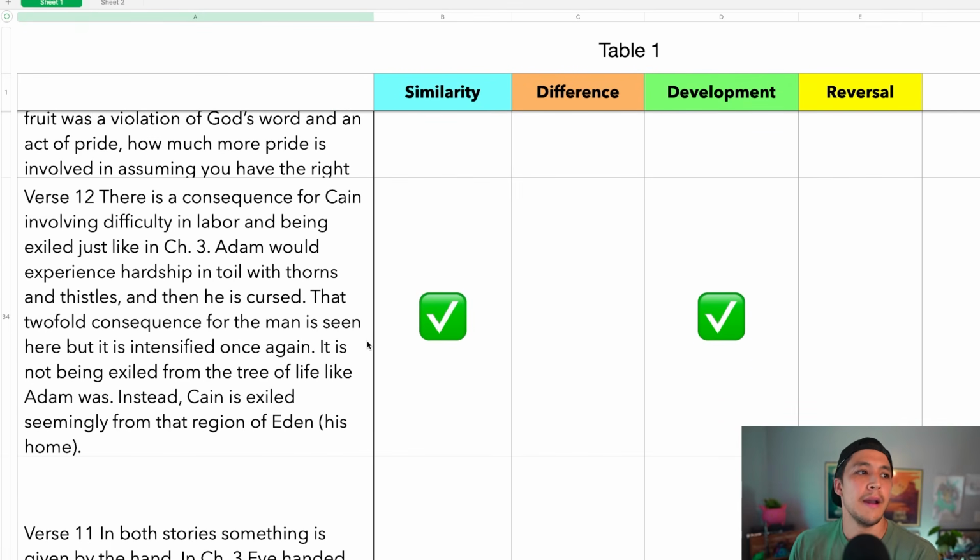there's a consequence for Cain involving difficulty in labor. It makes me think about how I think about labor. What should my view of labor be in this life? It's not bad, but there is a kind of labor I'm made for that I don't always engage in. And now Adam, unfortunately, is going to have it harder because there are thorns. And now Cain's exiled from the ground, and the ground won't yield to him its help.